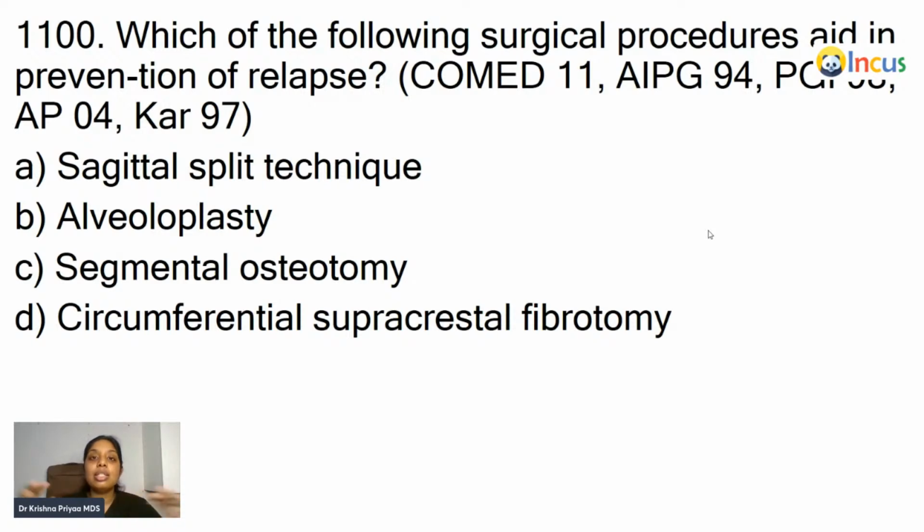So this rotation correction alone involves surgical intervention, other than which surgical intervention is not necessarily associated with retention. So the answer would be D here. The remaining surgical interventions are associated with general orthodontic treatment.